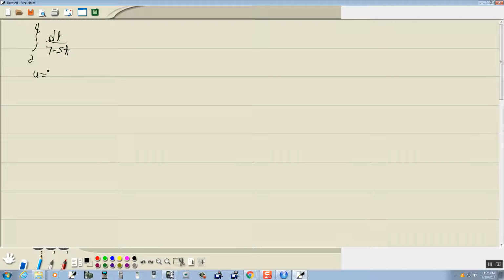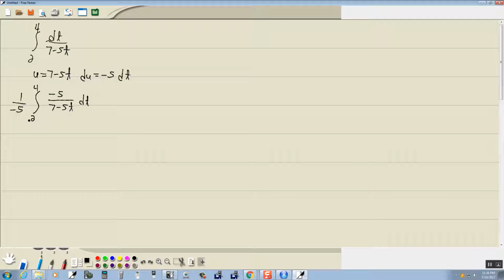We'll let u equal to the denominator, 7 minus 5t. Then du: the derivative of 7 is 0 and drops away, the derivative of negative 5t is negative 5, and then we add on a dt. The dt is already there, so we just need a negative 5 in there. When you put a number inside, you have to put 1 over that number out in front, because negative 1/5 times negative 5 gives you a positive 1, so you don't change it at all.